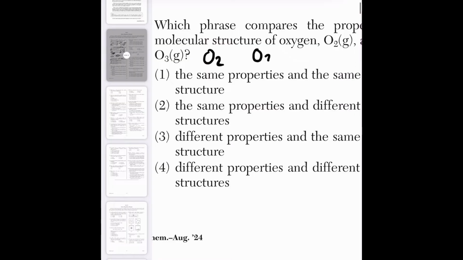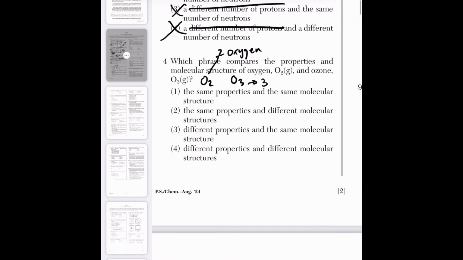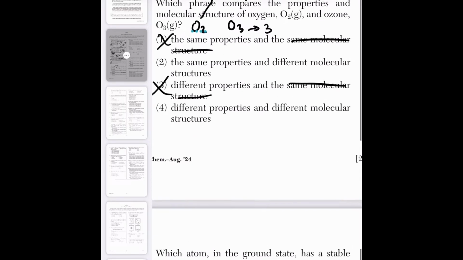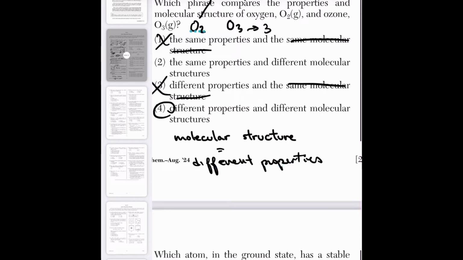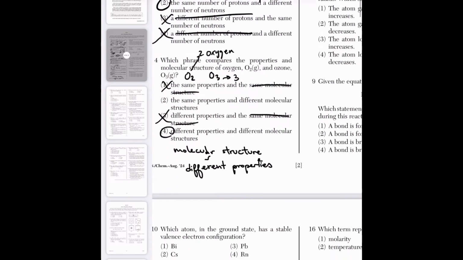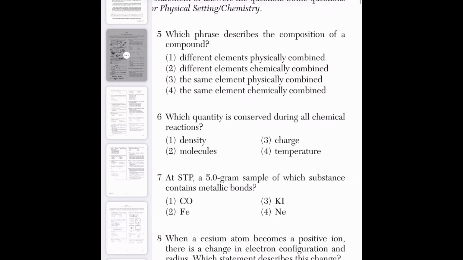Okay, so we have O2 and O3. This one has two oxygens, as the name suggests, and the other has three. So they definitely don't have the same molecular structure. They have different molecular structures. So you can cross 1 and 3 out right off the bat. And molecules with different structures oftentimes have different properties, because, you know, they're built different. I mean, they behave differently if they have different compositions.